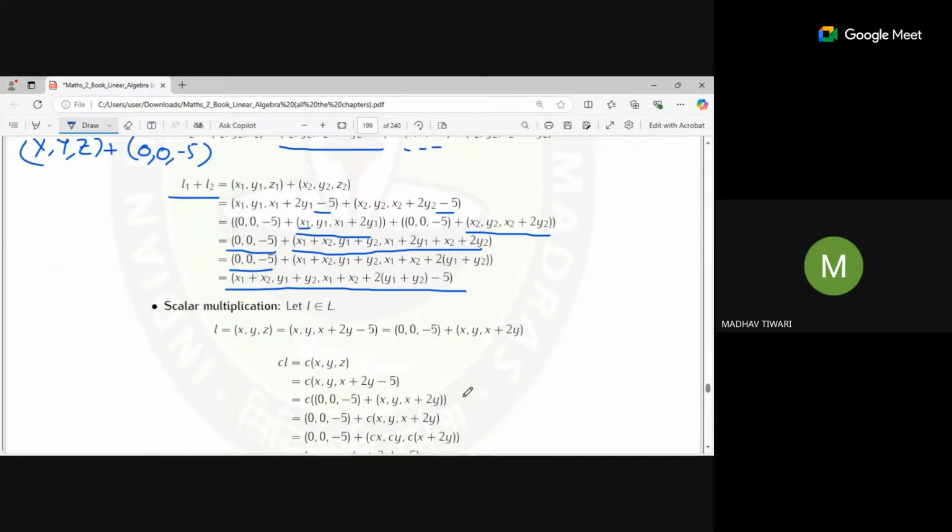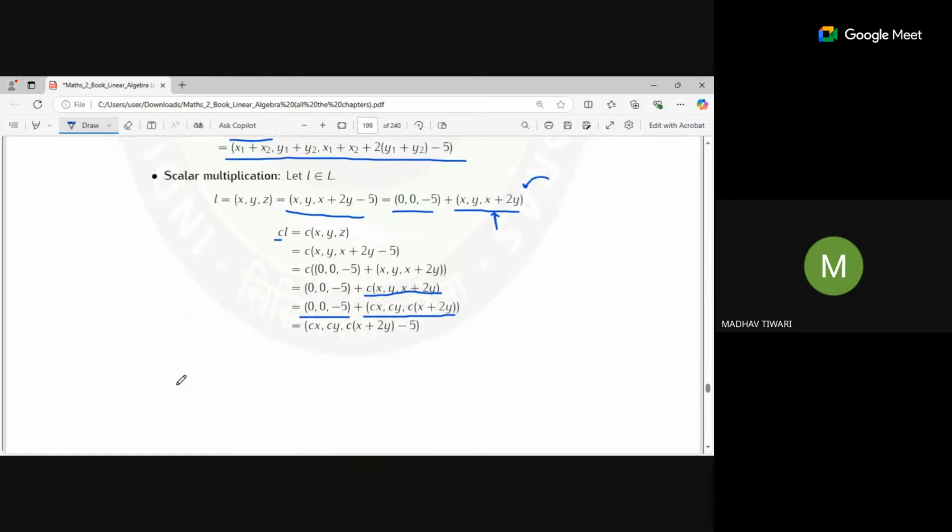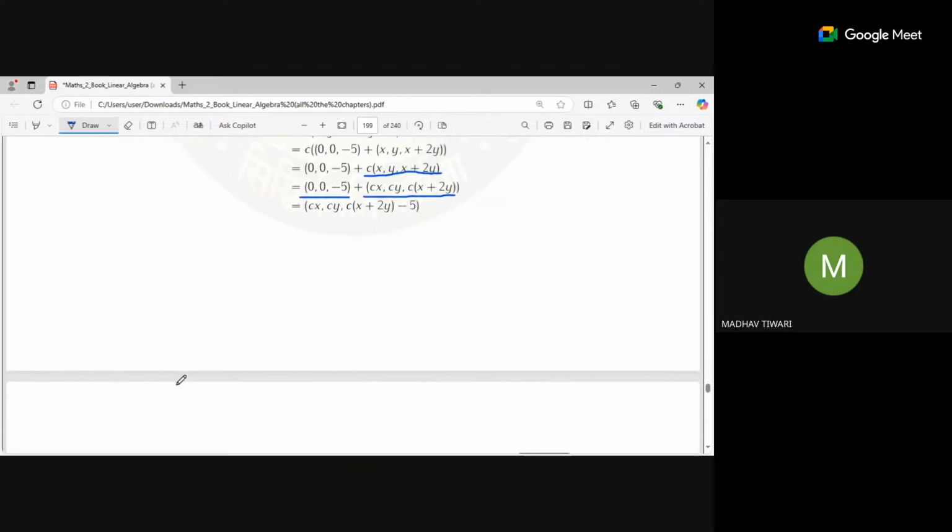Okay, same for scalar multiplication. We have all the vectors in this form, so we removed this part. We got this subspace associated with this one. Okay, and then multiplying with c, we will multiply this part only with c. So multiplying this part with only c, we got this value, and then we added this 0, 0, minus 5. Okay, in short, I already explained. It is just a lengthier way.